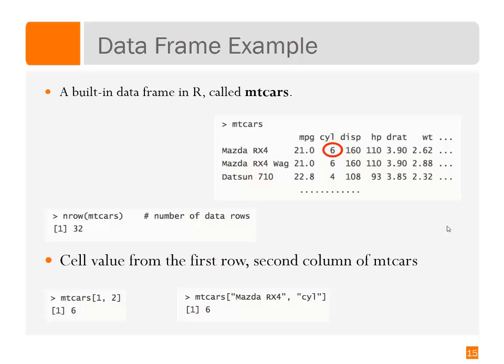And if we preferred, instead of defining the row number and column number, we could specifically identify the titles, which we've done here on the bottom right. mtcars, bracket, and we put the exact name, Mazda RX-4 in quotes, and then we did the same thing with cyl for the exact title of the second column. And of course, it returns the exact same information.